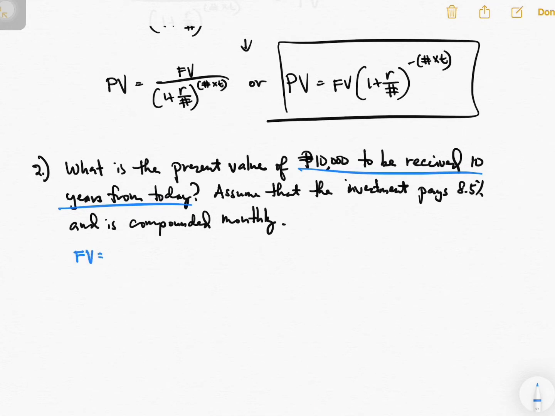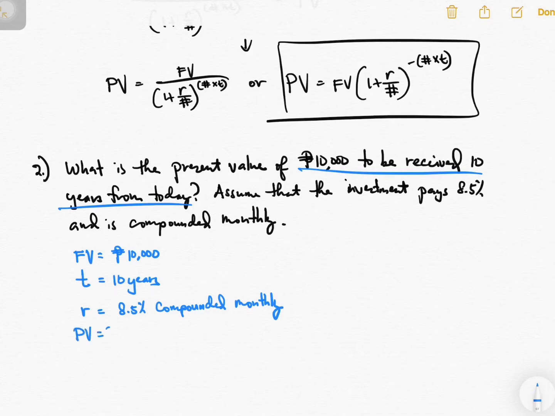Future value equals 10,000 pesos. Time is 10 years. Then rate is 8.5% compounded monthly. This means that you compute the interest 12 times a year and then you are asked to compute the present value. So let's apply the formula.